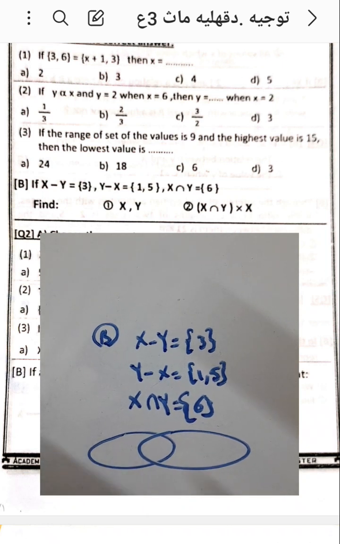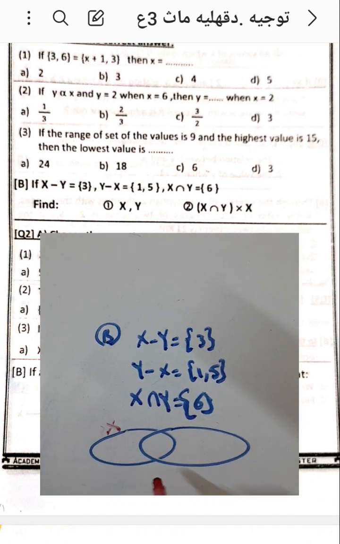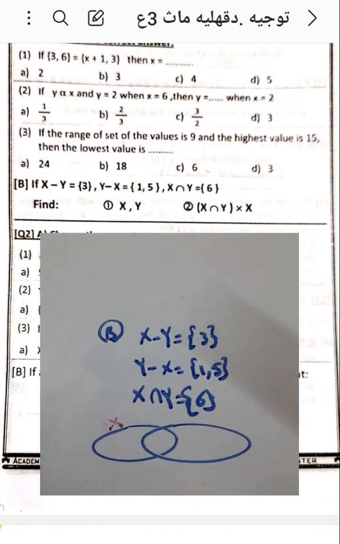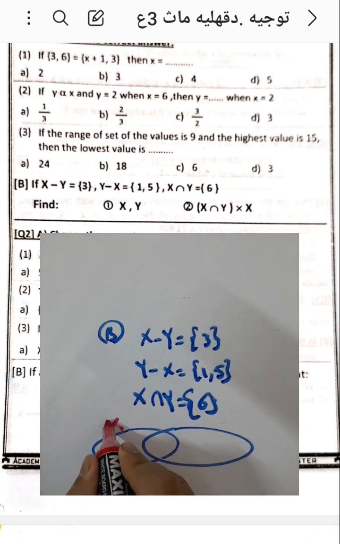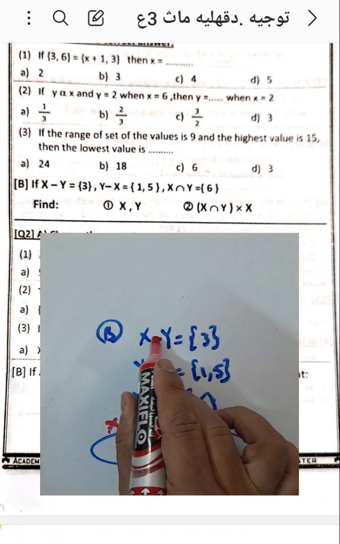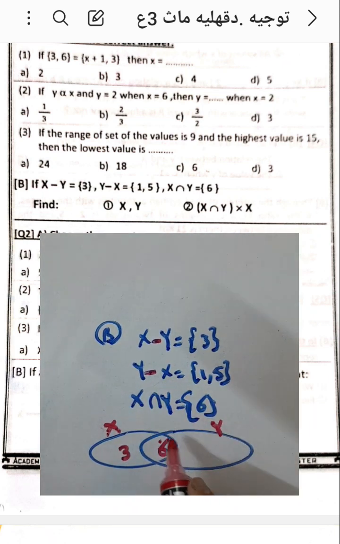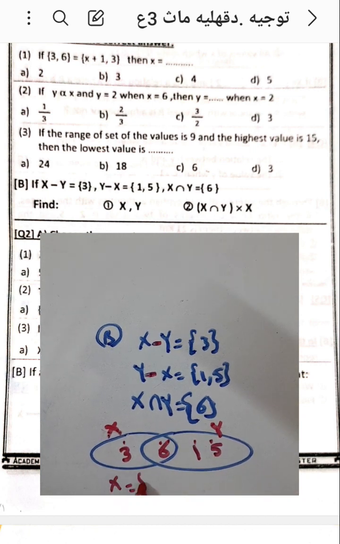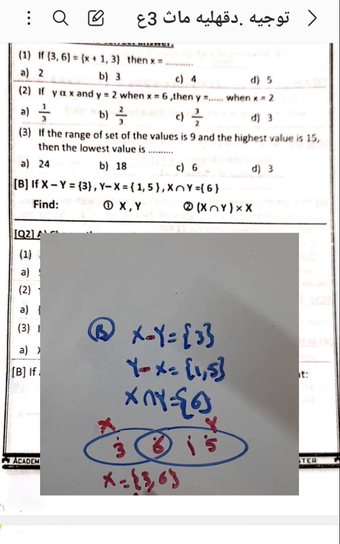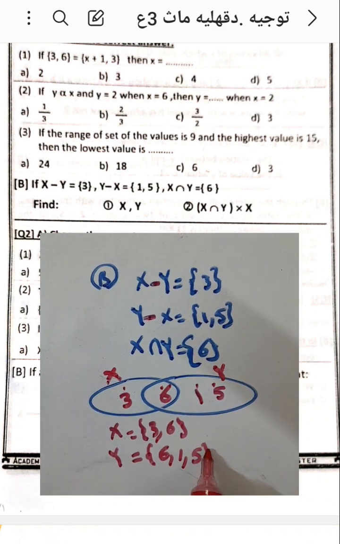This set refers to x and this set refers to y. Okay, x here and y. The intersection between them is 6, and x subtract y equals the set of 3, and y subtract x is the set of 1 and 5. Then we can find all elements in x: it will be 3 and 6, and the set of y will be 6, 1 and 5.